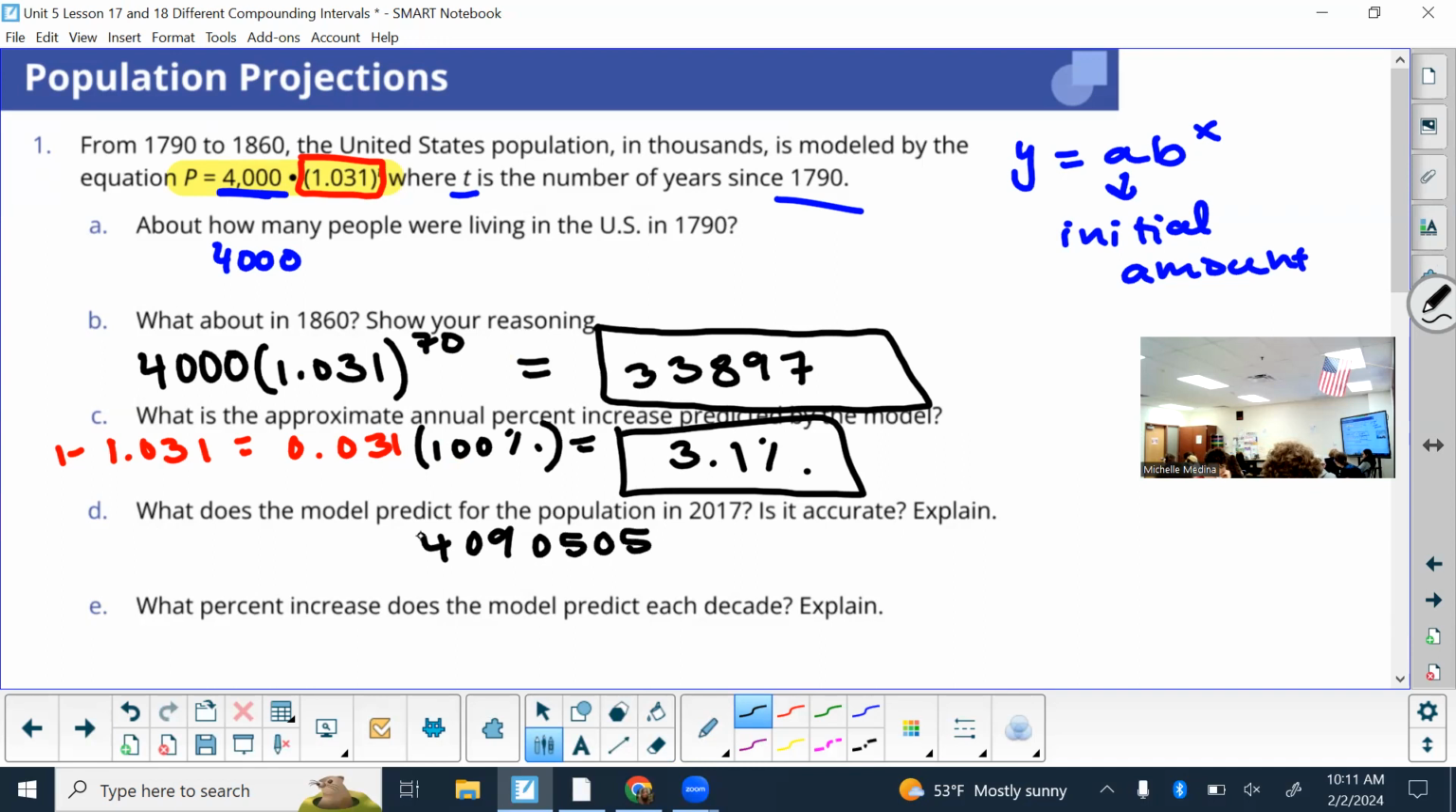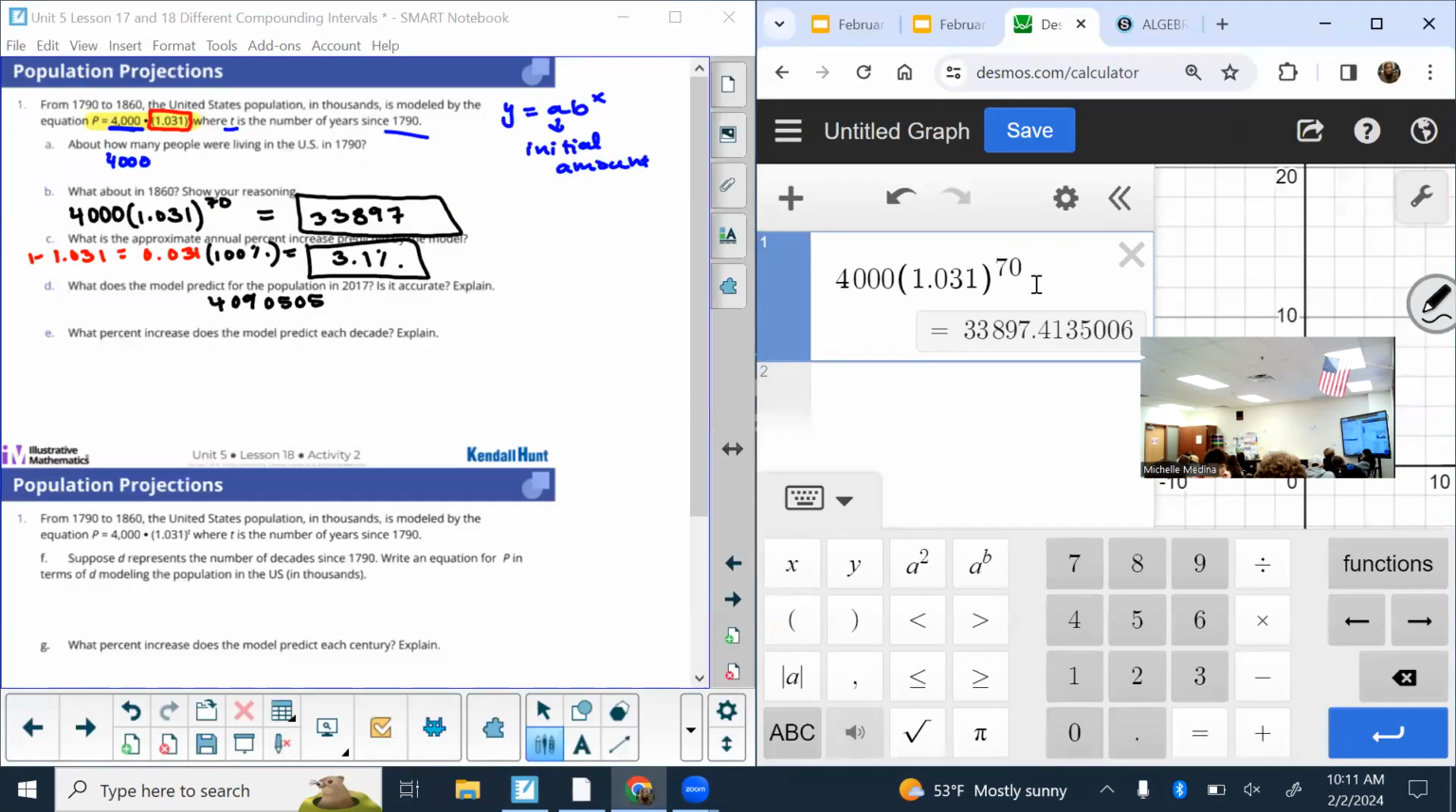Okay. So let's see if that's accurate. I already have it in my calculator, so all I need to do is change the exponents. What would my exponent be for that time frame? So that is the correct value. Let me just confirm that 2017 minus 1790 is 227, and it is. Now, is it accurate? I don't know.